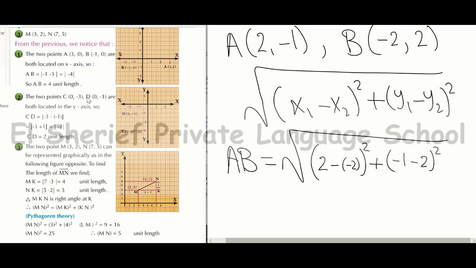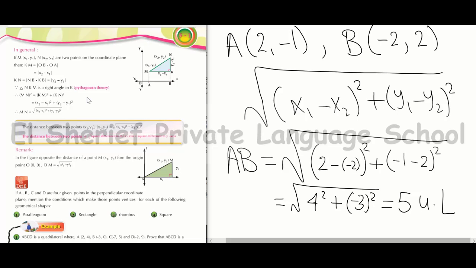The result will be equal square root of 2 minus negative 2 equals 4, 4 power 2 plus negative 1 minus 2 equals negative 3, negative 3 all power 2. It will be 5 unit lengths.